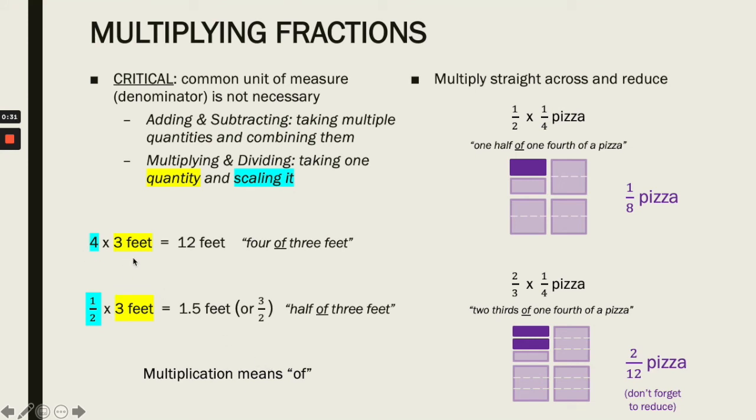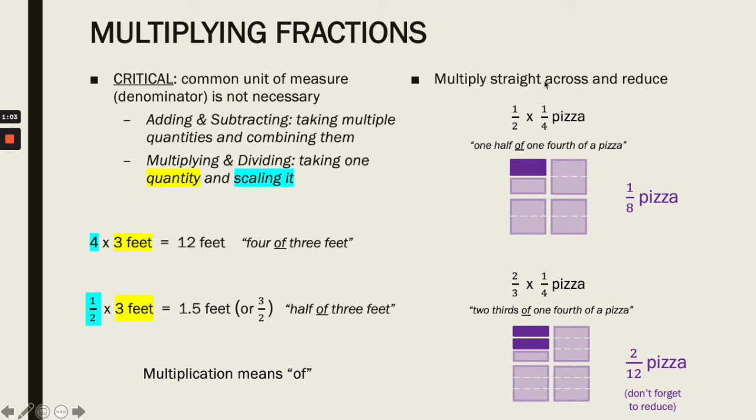4 times 3 feet just means 4 of 3 feet. Or in this example, half of 3 feet. You can get a single number answer right away without having to somehow convert 4 and 1/2 into feet first. Also, when multiplying fractions, you multiply straight across. The actual mathematical reason for this is pretty difficult to explain to students, so instead I would just show them a couple of examples that are easy enough to draw out and reason in their head.